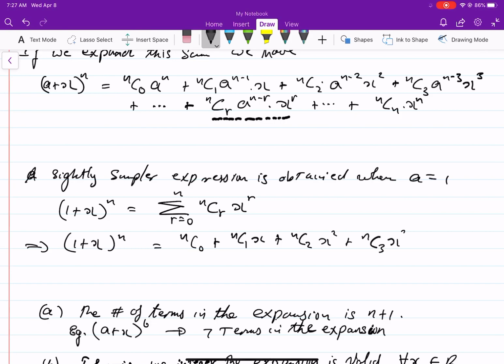NC3 times x cubed plus the general term, which would be NCr x to the r, and then the last term would be NCn x to the n. So when a is 1 to begin with, I like to go directly to this expression. When a is anything other than 1, then I go back to this one.